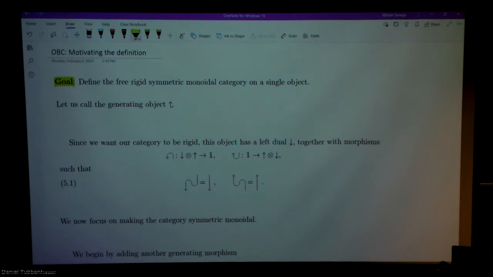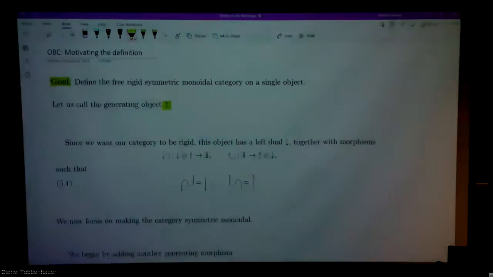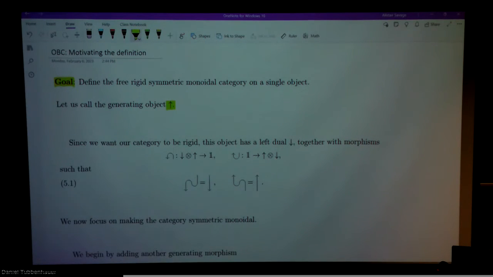Okay. So remember, we called our generating object up arrow, and we want the category to be rigid. So that means this thing has to have a left dual. So we pick some left dual, down arrow. And remember, by definition, what it meant for down arrow to be left dual to up arrow is that we have these left caps and cups that satisfy these zigzag relations. Okay, so that's our first step. We now have two generating objects. We have these left caps and cups, and we impose these generating relations.